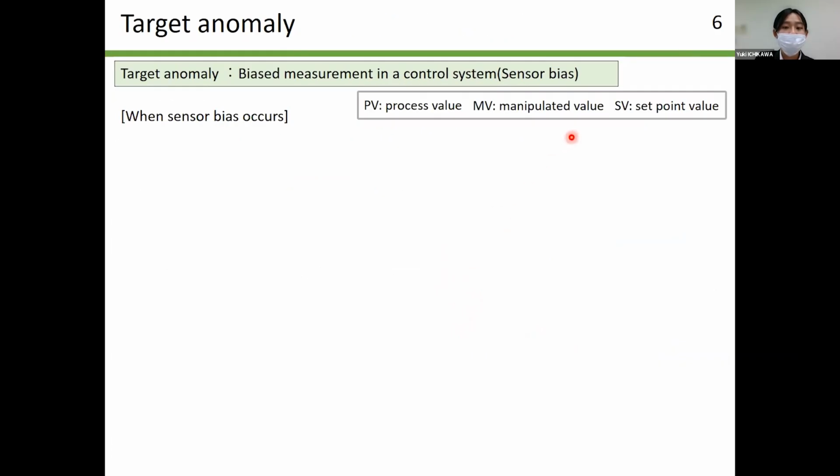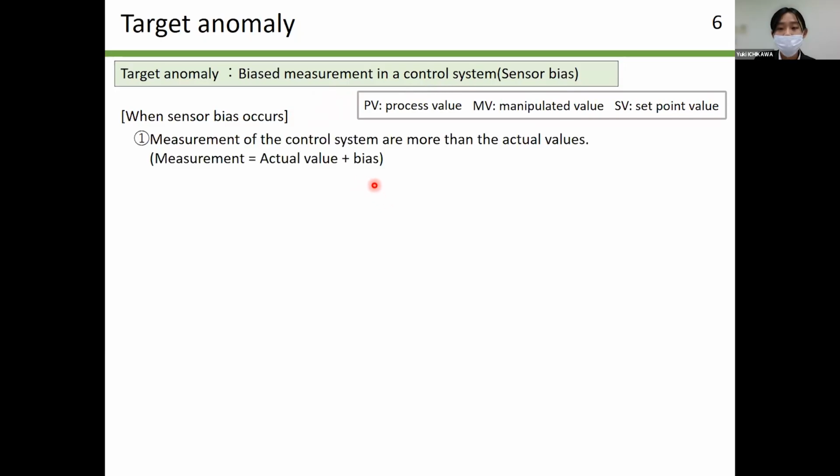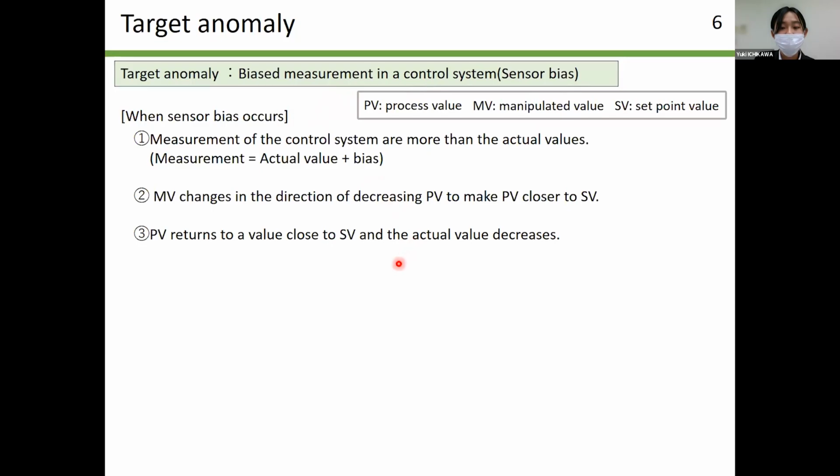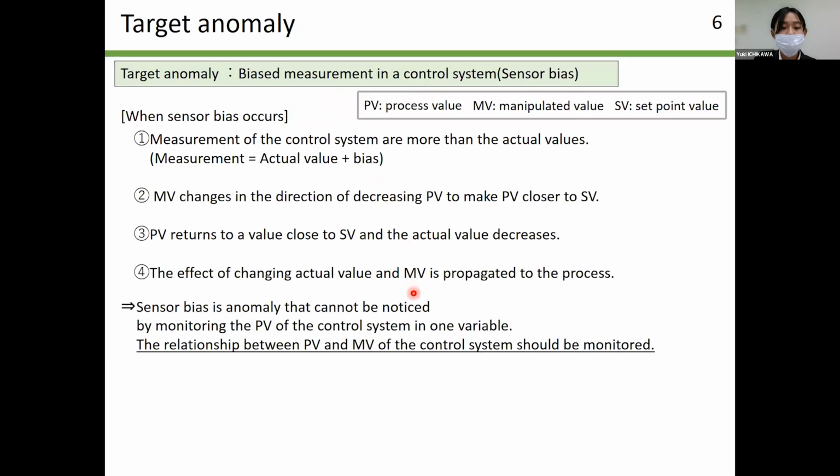Our monitoring system is useful for monitoring abnormalities that bias measurement in the control system. When sensor bias occurs, the measurement of the control system is higher than the actual value. Then, MV changes in the direction of decreasing PV to make PV closer to SV. After that, PV returns to a value close to SV and the actual value decreases. The effect of changing actual value and MV is propagated to the process.